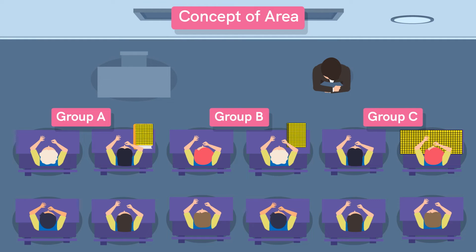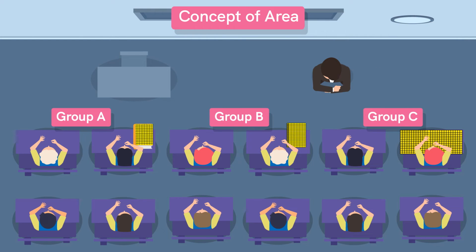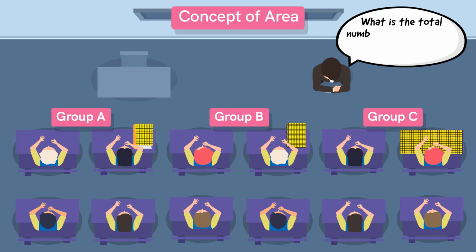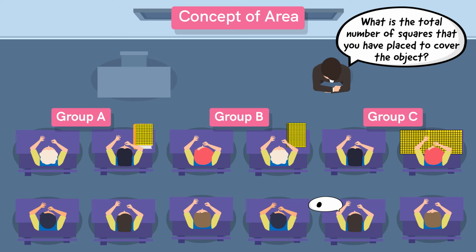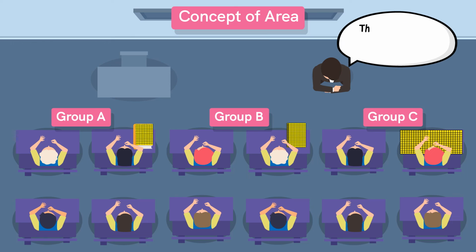Next, ask them a similar question. How many squares are placed along its width? The students will respond by counting the number of squares placed along its width. Enquire on the total number of squares they have arranged to cover the object. Accept all the possible responses. Inform the students that the area of one square is equal to 1 centimeter square.